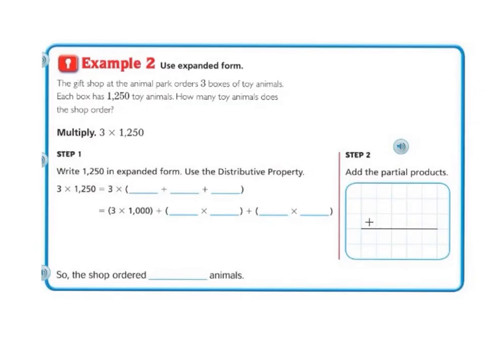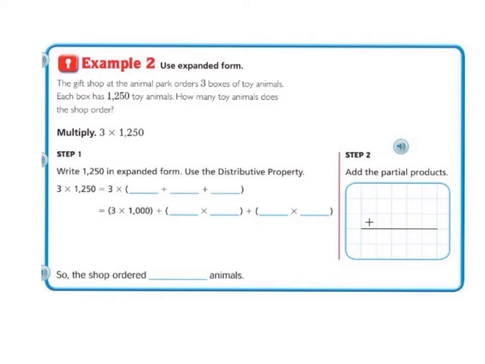Let's practice this again in example 2. The gift shop at the animal park orders 3 boxes of toy animals. Each box has 1,250 toy animals. How many toy animals does the shop order? So we're multiplying 3 by a big number, 1,250.